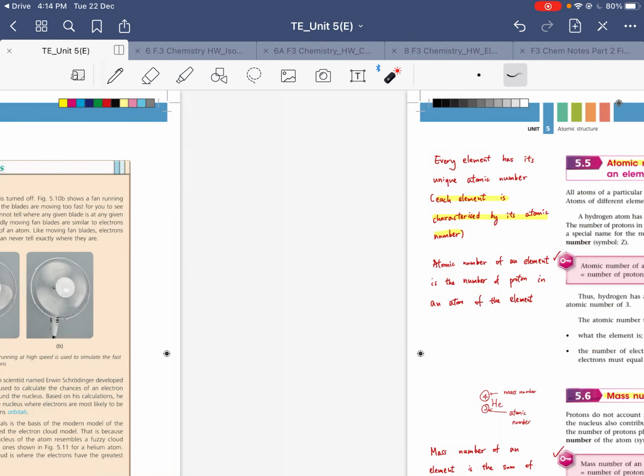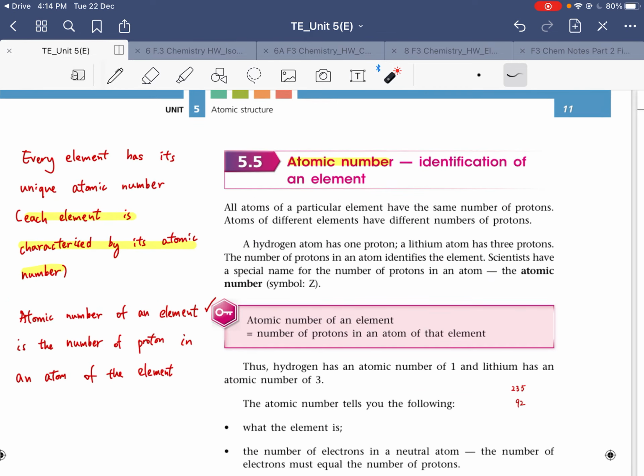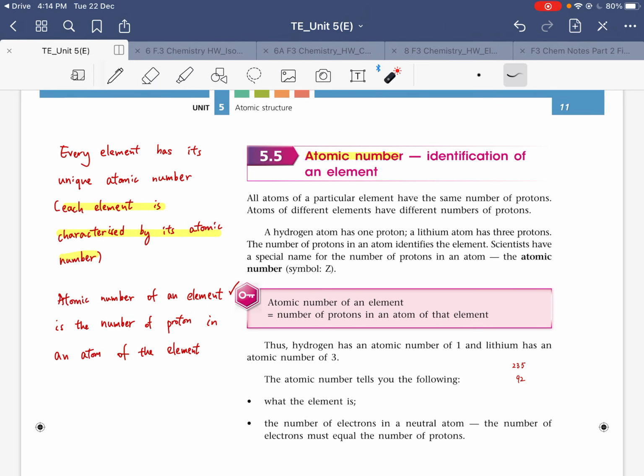And for the history, I think you can just skip it. Next, about atomic number. Again, atomic number means the number of protons in that element and means the number of electrons in that element, because atom must be neutral.